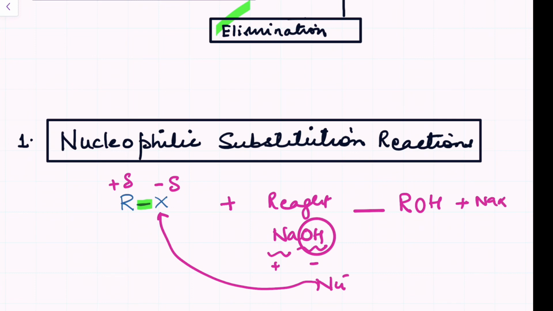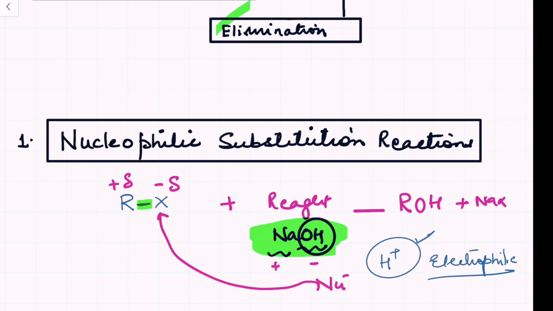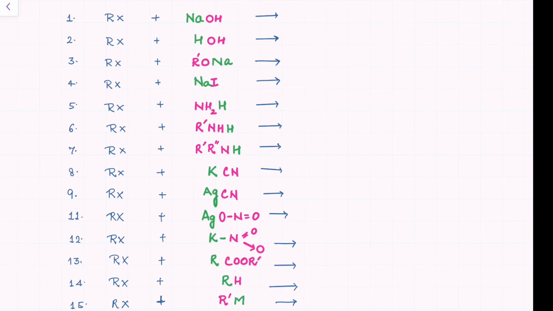So exactly this we have to do. We just have to identify the nucleophilic and electrophilic part from the reagent, and always remember that H plus is always the electrophilic part. Let's move on to the reactions. Guys, this is the entire table where I have taken alkyl halide and marked the nucleophilic part in red color. And all this I have taken from reagents. This is sodium hydroxide, second is water, number 3 is sodium alkoxide, number 4 is sodium iodide, number 5 we are reacting with ammonia.